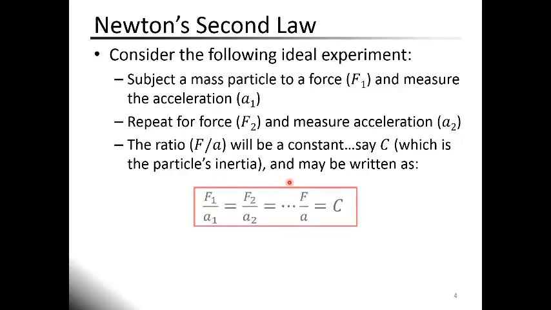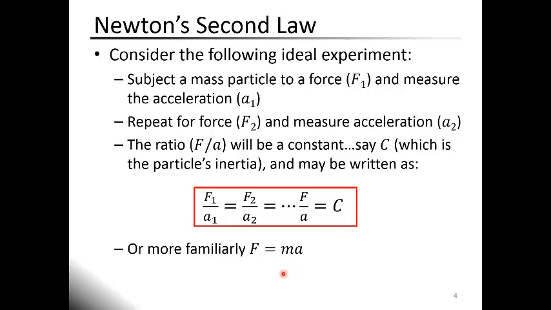And it can be written as F1 divided by A1 is equal to F2 divided by A2, and so on. So it's F divided by A is equal to a constant C. So all the time we get the same constant. In this case, this constant C is the mass of the particle. It was found that the constant is the mass of the particle.